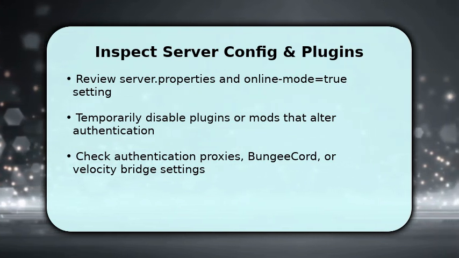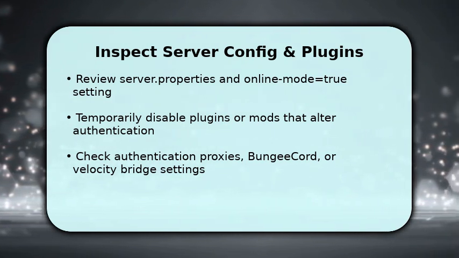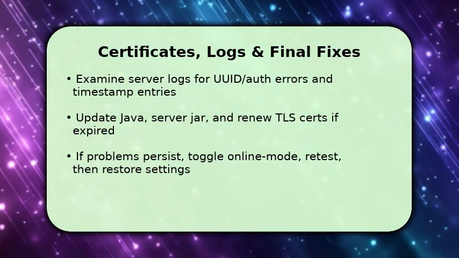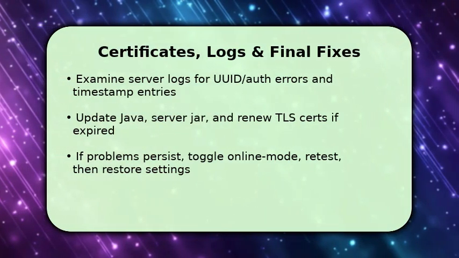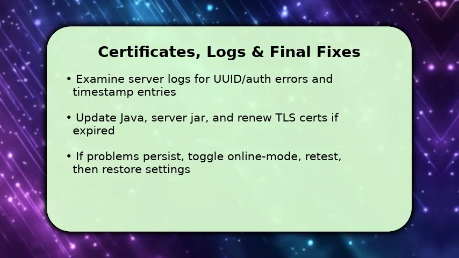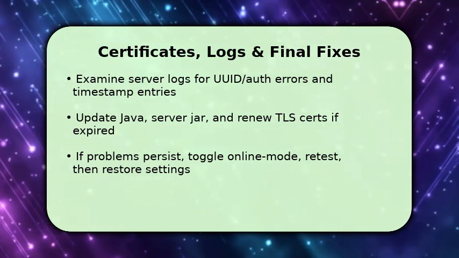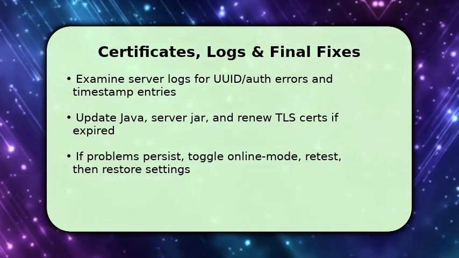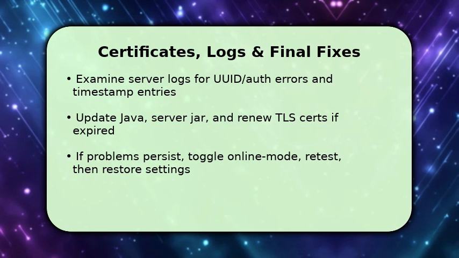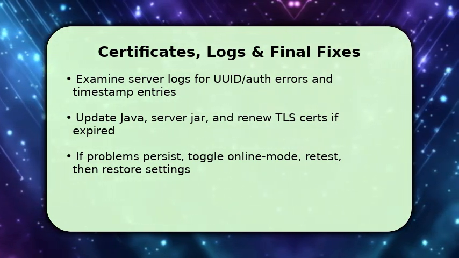Make adjustments, then test a clean connection to see if you're fixed. Finish by checking logs and certificates to root out lingering issues. Open server logs and search for UUID, session, or auth timestamp errors to pinpoint failures, and make sure system time is accurate. Skewed clocks break validation. Update Java and the server jar, and renew TLS certificates if expired, then restart. If problems persist, briefly toggle online mode to retest in a controlled way before reverting. This helps confirm whether it's the authentication flow or an add-on.